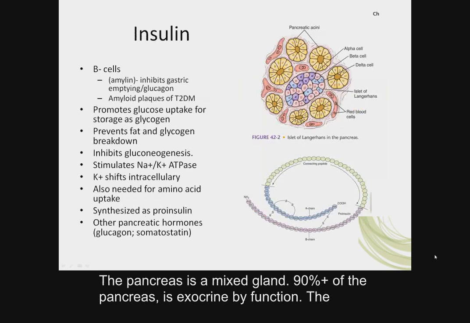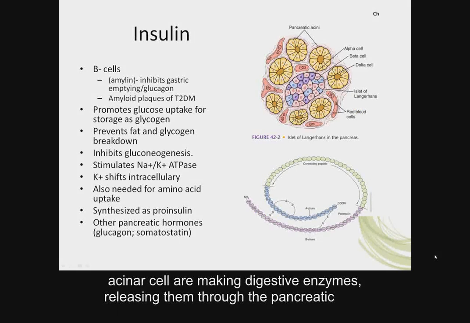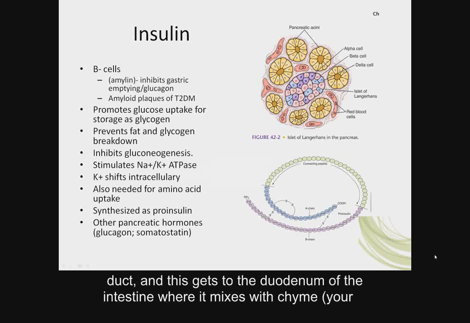The pancreas is a mixed gland. 90% of the pancreas is exocrine by function. The acinar cells are making digestive enzymes, releasing them through the pancreatic duct, and this gets to the duodenum of the intestine where it mixes with chyme, your gastric contents.